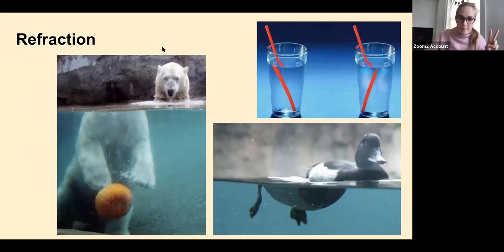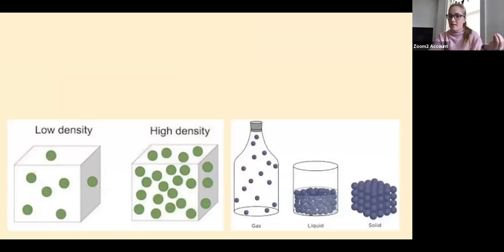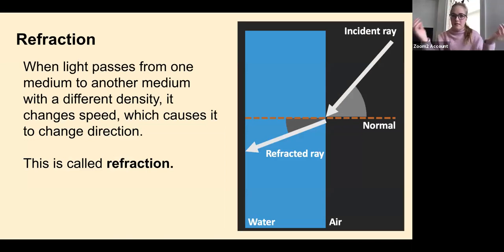When light passes from one medium to another with a different density, it changes speed, which causes it to change direction. And this is called refraction. And remember, density is just how closely the particles are packed together in a substance. Different substances will have different optical density, and this determines how fast the light is able to travel through the medium.